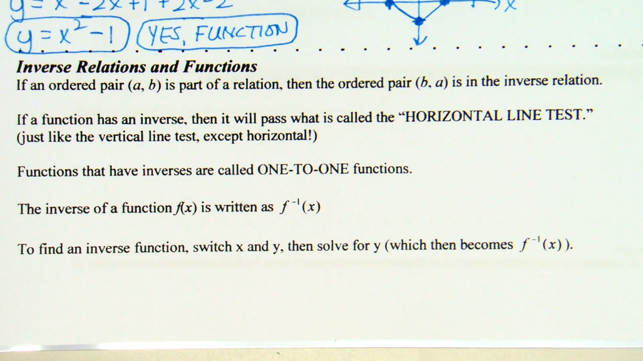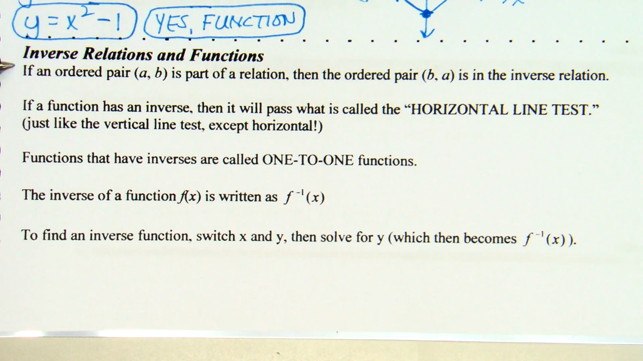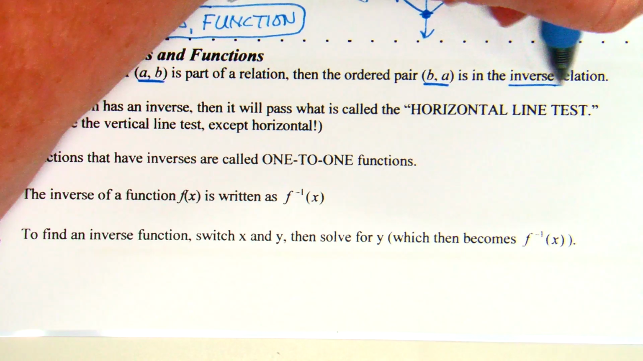A couple of key things before we go to some examples on the back. First of all, inverse relations. If an ordered pair (a, b) is part of a relation, then the ordered pair (b, a) is in the inverse. Notice that's just like taking x and y and switching them. So if (a, b) is in the relation, then (b, a) is in the inverse relation.